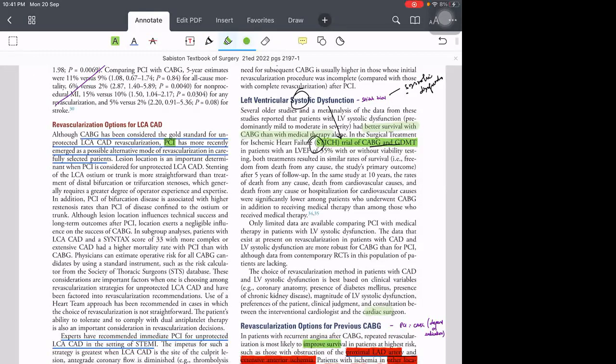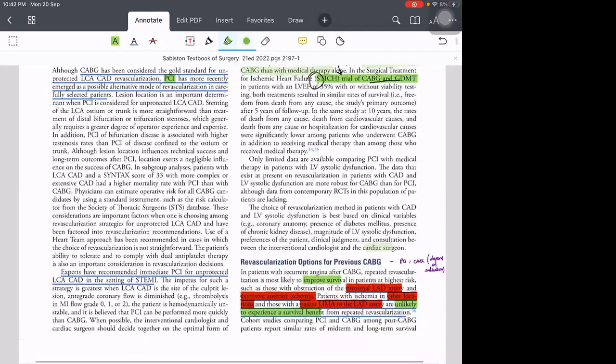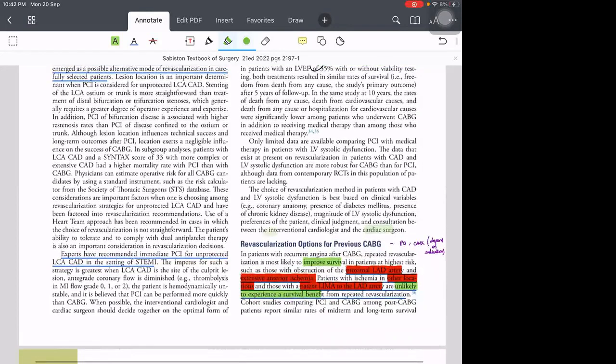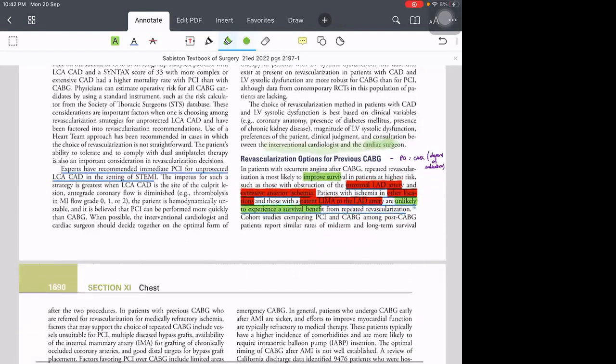Western they are doing on that. I don't know. All are interventional cardiologists. Interventional cardiologists, they are given the word also. Interventional cardiologists and cardiac surgery. Okay. Well, revascularization options for previous CABG.